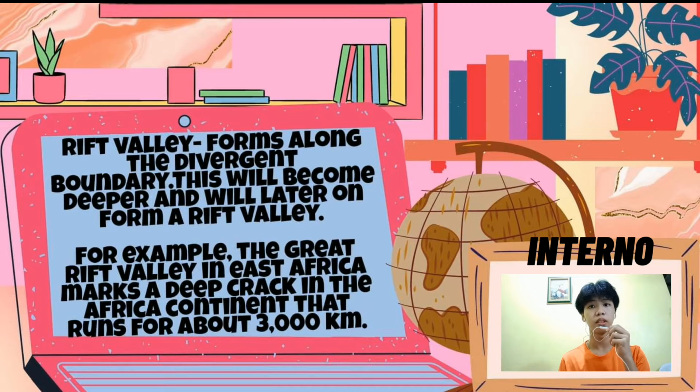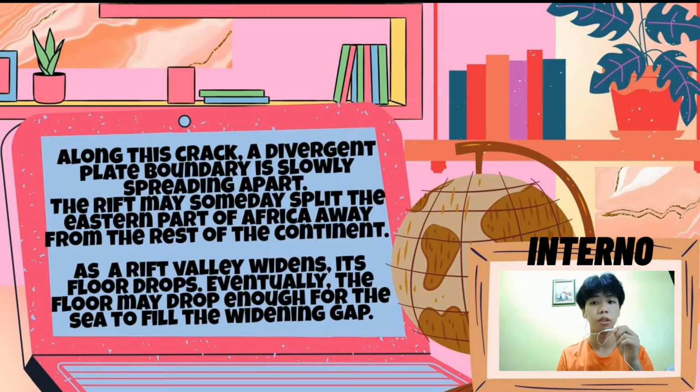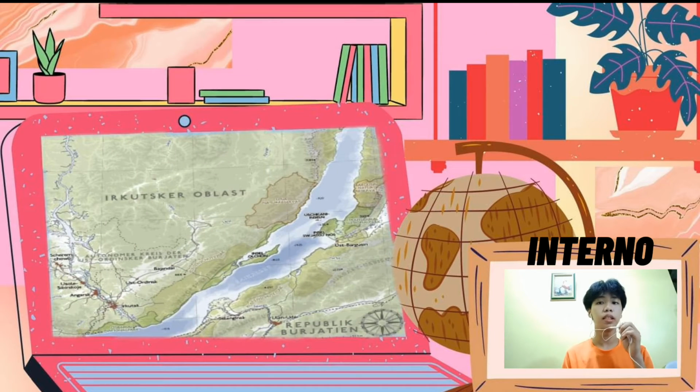For example, the Great Rift Valley in East Africa marks a deep crack in the African continent that runs about 3,000 km. Along this crack, a divergent plate boundary is slowly spreading apart. As a rift valley widens, its floor drops. Eventually, the floor may drop enough for the sea to fill the widening gap. The Mid-Atlantic Ridge and Iceland are a result of divergent plate boundary.